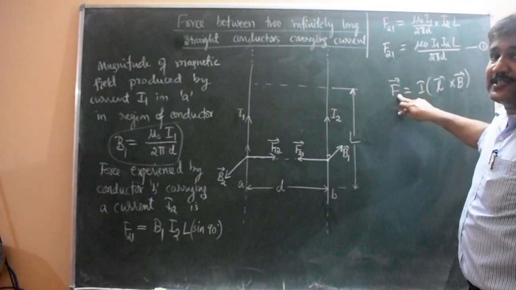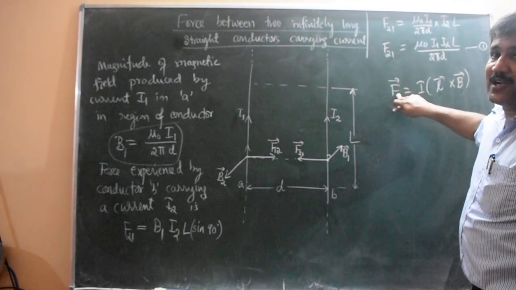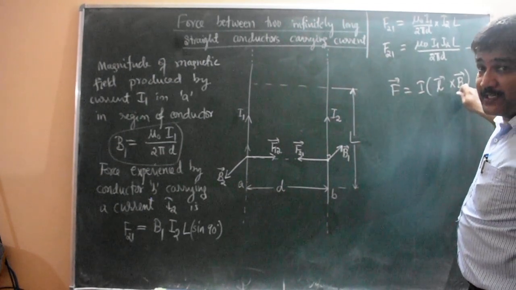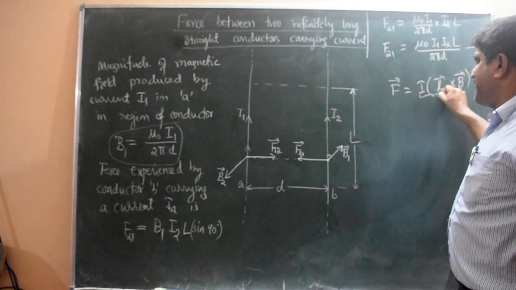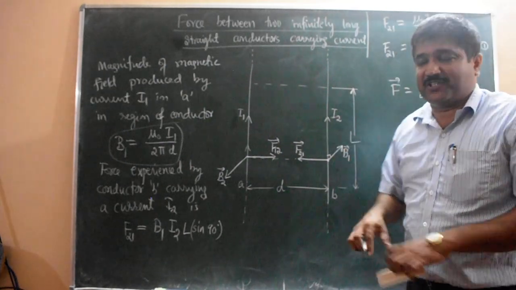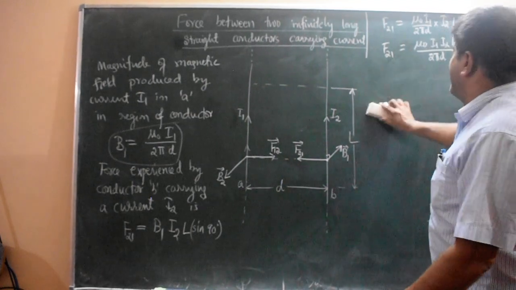How do we find the direction? Force is the cross product of the IL vector and the B vector. IL together we can take. The direction of the length vector is decided by the current direction. So now what can we write?